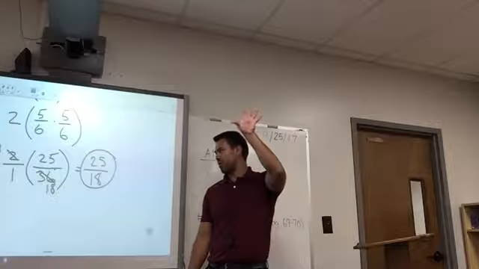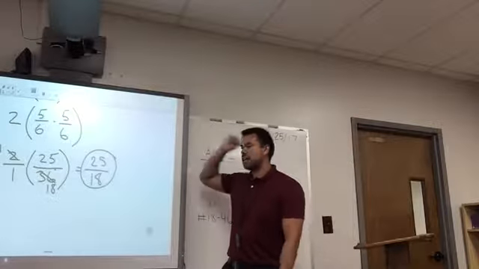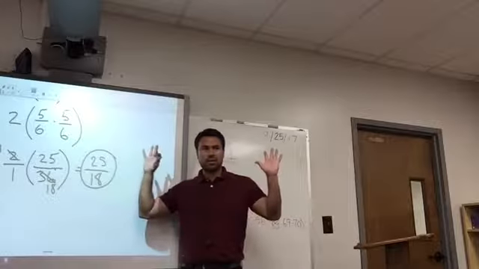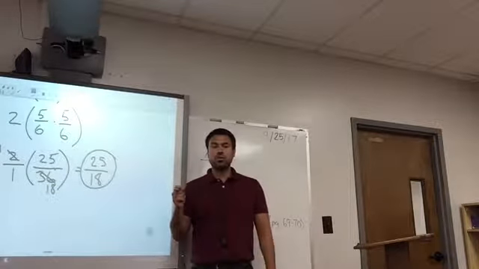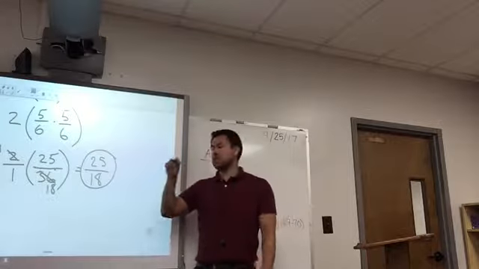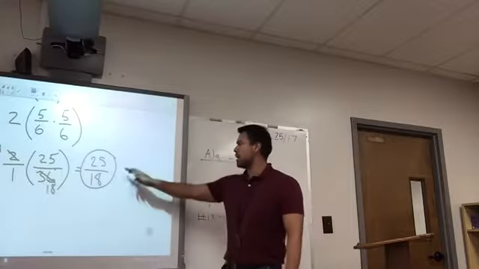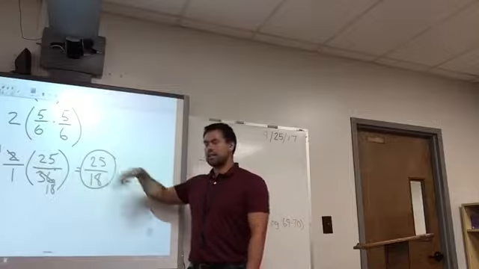Listen carefully though. Let's say you had 5 over 1. That's improper, but can't that turn automatically into an integer? So you have to write it as that integer. But this one would be a mixed number. You can leave it like that.